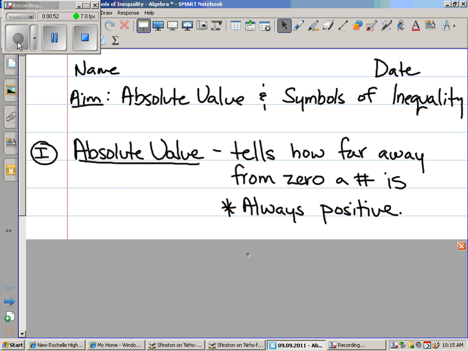The absolute value, when you see those brackets and you get an answer from them, it tells you how far away from 0 the number inside the brackets is. And since we're talking about distance, it's always going to be a positive number that comes outside of the brackets.